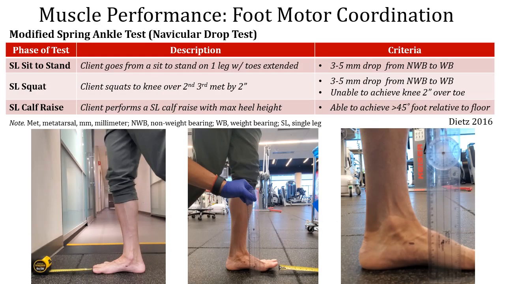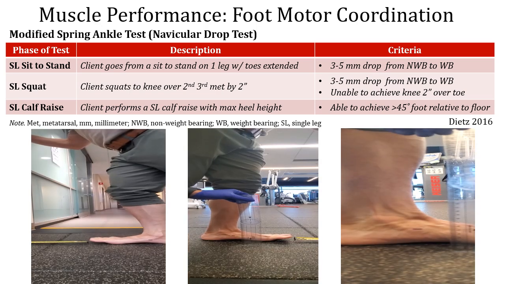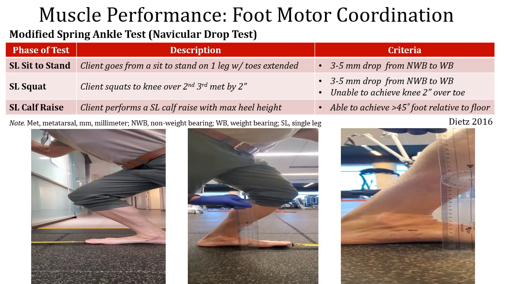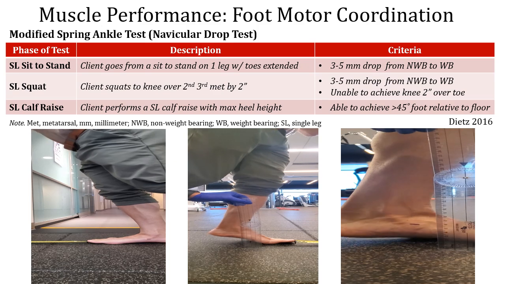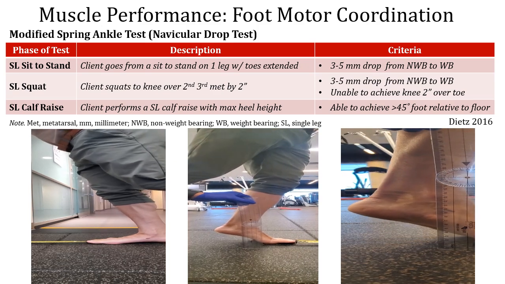All right, so let's start off with motor coordination. So I use a modified spring ankle test, which is a navicular drop test. It's formulated from and described by Cal Dietz in Triphasic. So there's three components. So you have this single leg sit to stand where the client goes from a non-weight bearing to a weight bearing position. You're looking for less than 5 millimeters of drop from the non-weight bearing to the weight bearing.